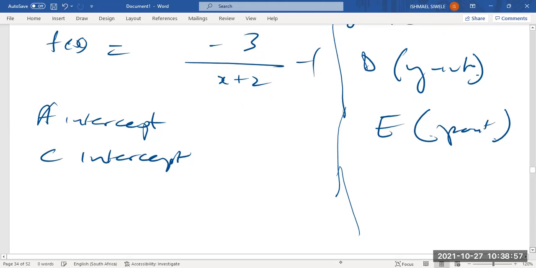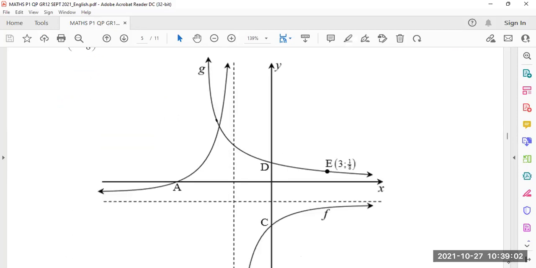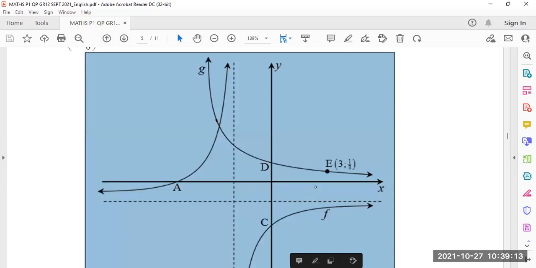So let's see what the graph looks like. These are the graphs you can see now. There's nothing much to do. This is the hyperbola, and this is the asymptote. I think I can copy this.